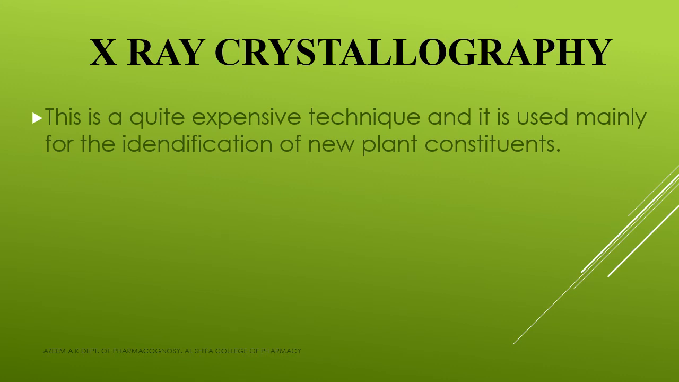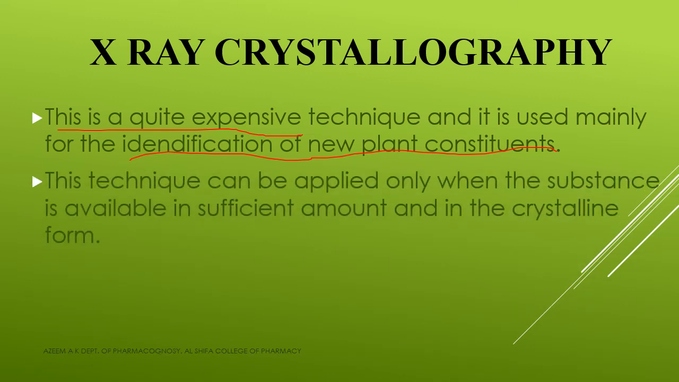So this is an expensive technique and it is mainly used in the identification of new plant constituents. So it is a crystallographic technique, and it is an expensive technique, and this is mainly used in the identification of new plant constituents. Okay, so this technique can be applied only when the substance is available in sufficient amount and in the crystalline form. So two conditions are required for this XRD analysis.